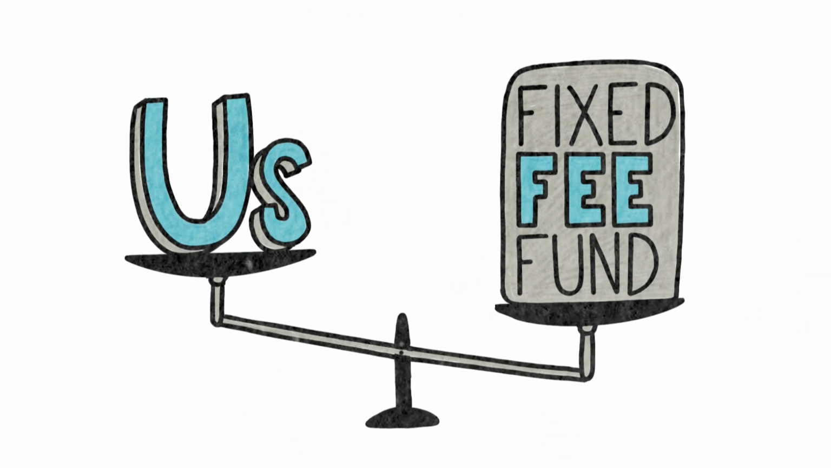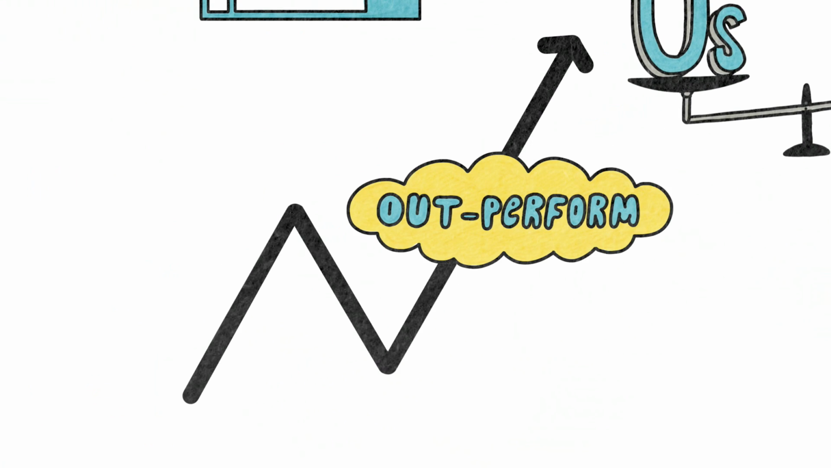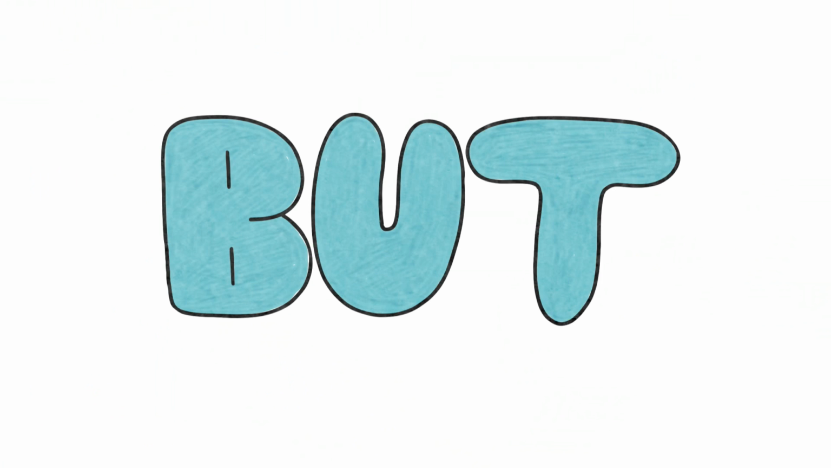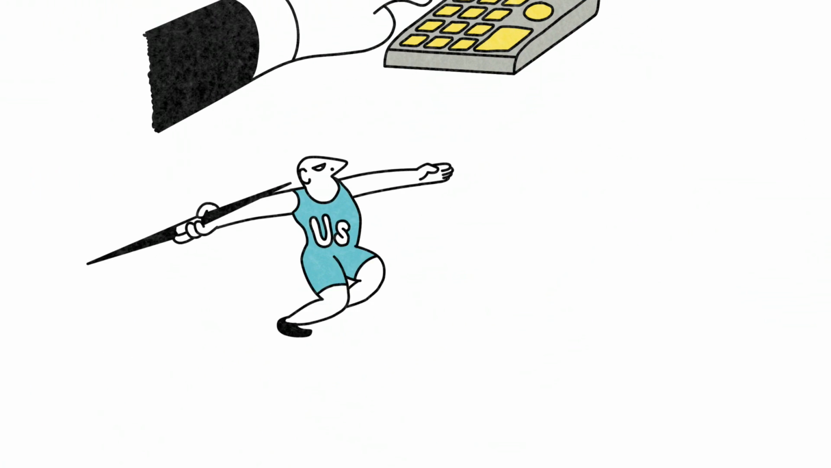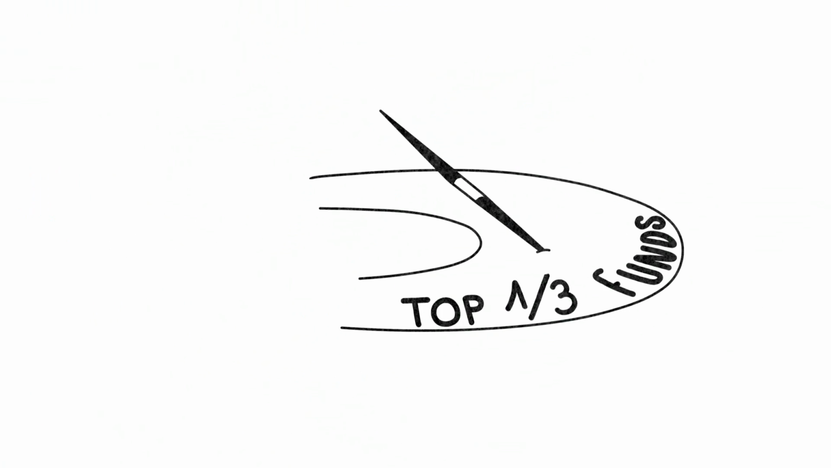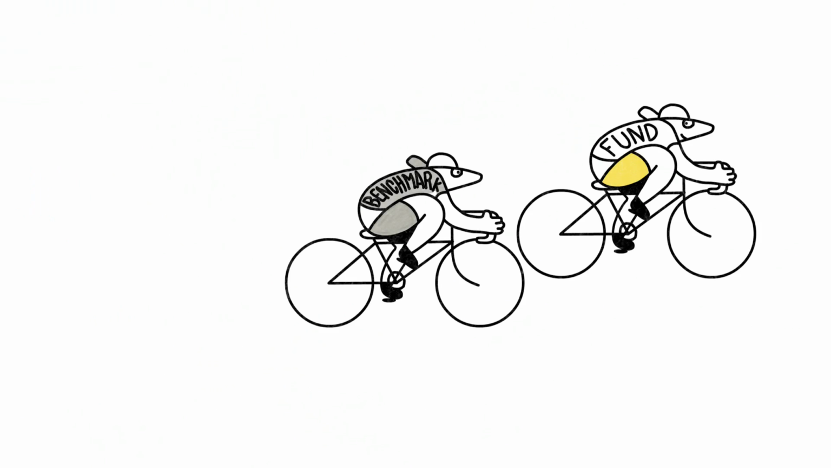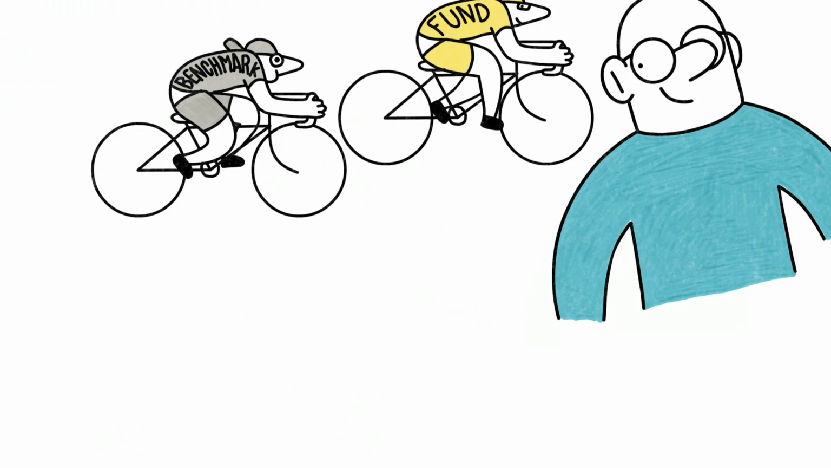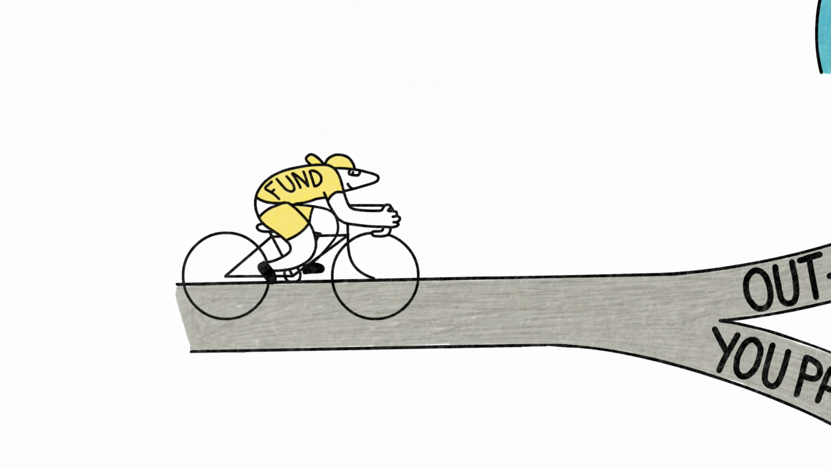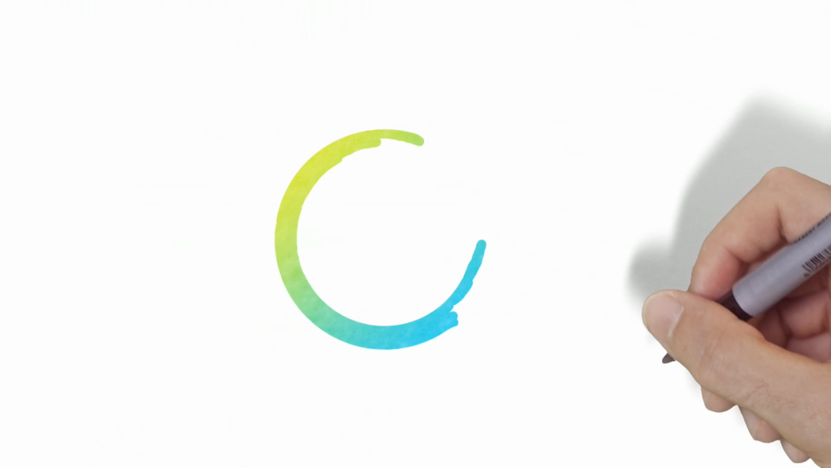With us, you may pay more than you would have with a comparable fixed fee fund, especially when we really outperform. But we've calculated that for our fees to exceed those of the average active fund, our performance has to be in the top third. To put it another way, you only pay an above average fee when your fund is doing much better than the benchmark, and when you are enjoying above average returns. And remember, you pay us nothing at all if your fund doesn't outperform the market. So, that's our fee explained.